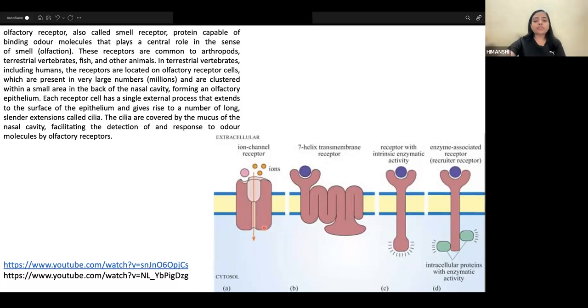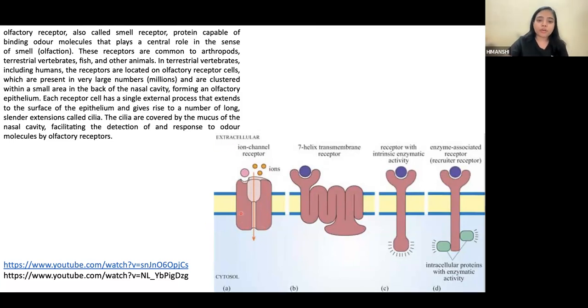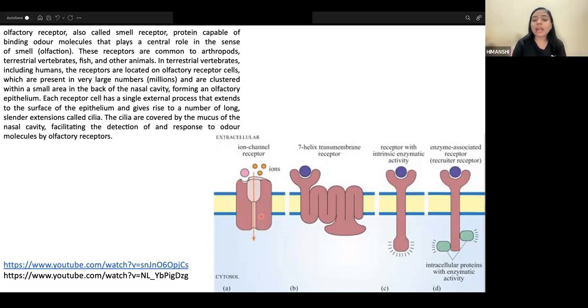So if we look at the first type, that is the A type of receptor, it is the ion channel receptor. Now what the ion channel receptor does is that it will transport or sense the ions. Now it can be a cationic receptor or an anionic receptor, okay? We are not going into deep detail about it, okay?